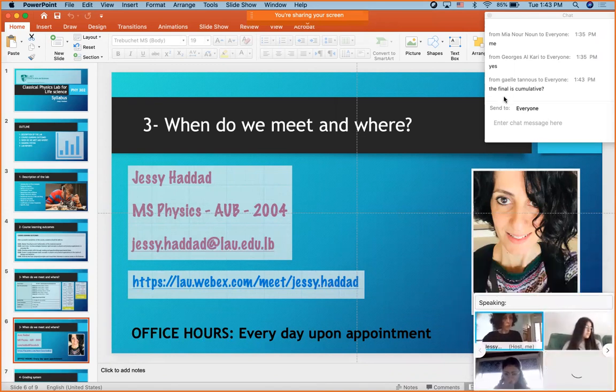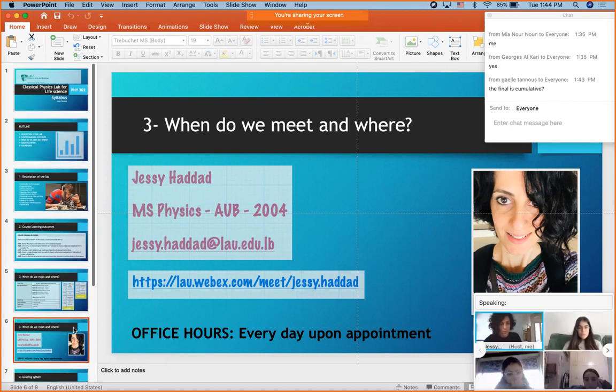Is the final cumulative? No. It's from lab 5 to 10, but eventually we will confirm. We will let you know, but it was never ever cumulative before. So it's only dividing the experiments into 2 chunks. All right, any other questions?